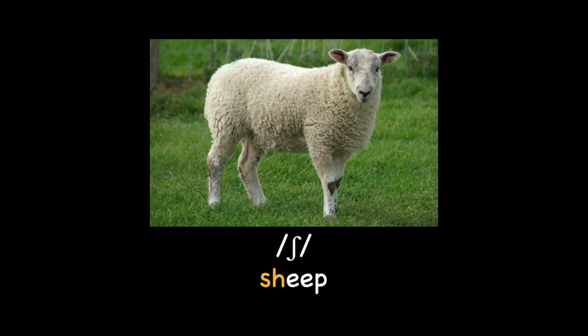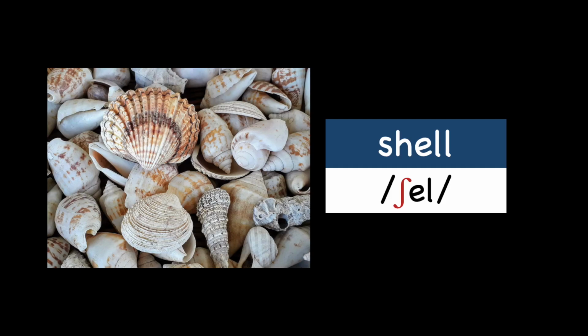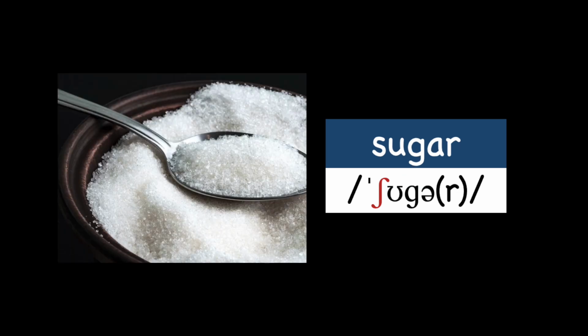Now we are moving to the next easy consonant. The symbol looks like a big S. It is sh. Some other words with the sh sound can be shell, sugar.